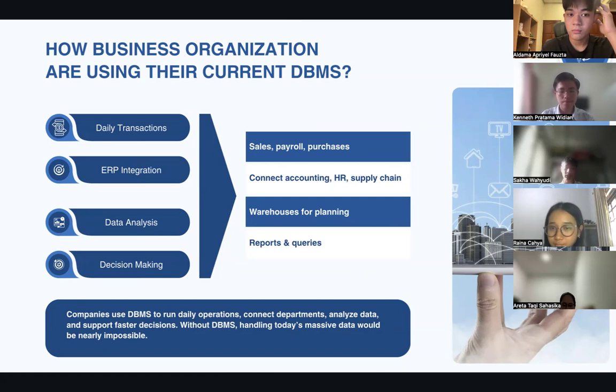And the fourth and last one is decision making, where managers can run queries and reports from the DBMS to support timely and accurate decisions. For example, a manager can generate a sales report to decide which products need restocking. Therefore, we can conclude that companies use a DBMS to run daily operations, connect departments, analyze data, and support faster decisions. Without a DBMS, handling today's massive data would be nearly impossible.